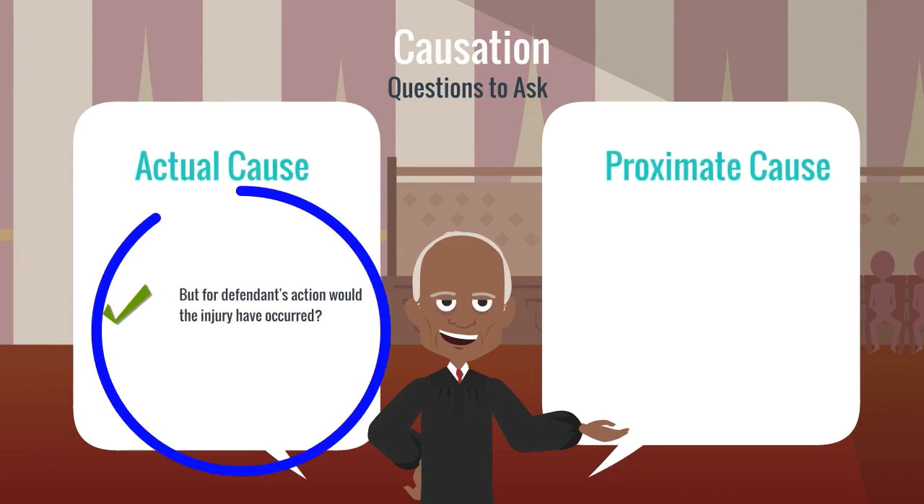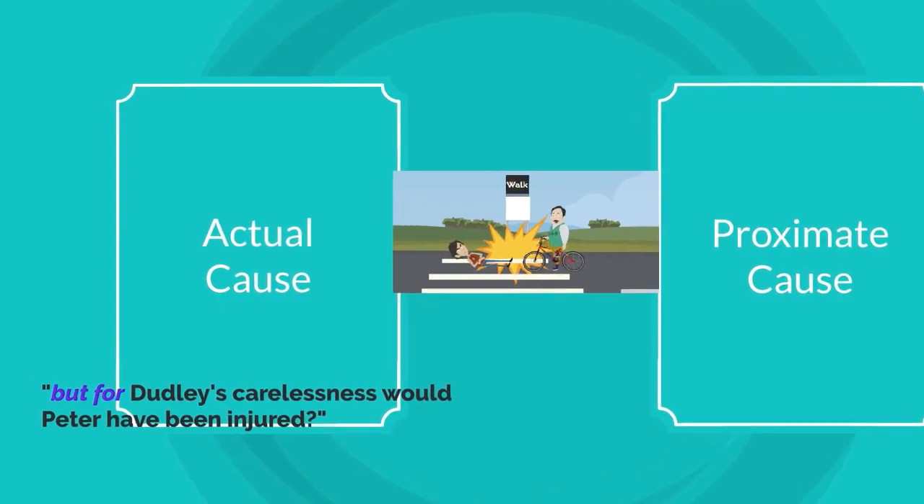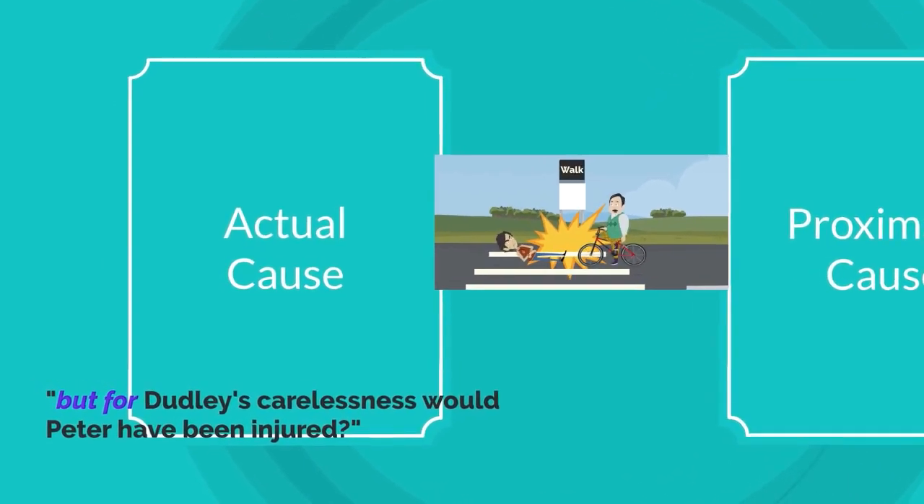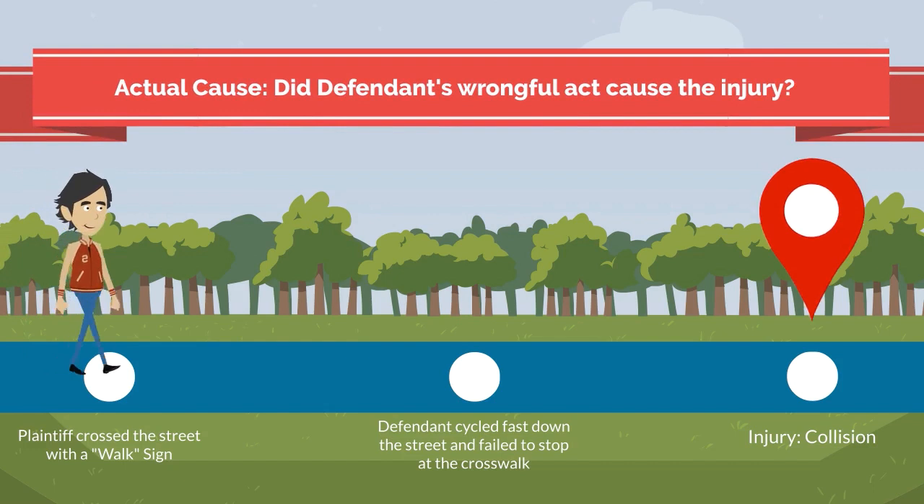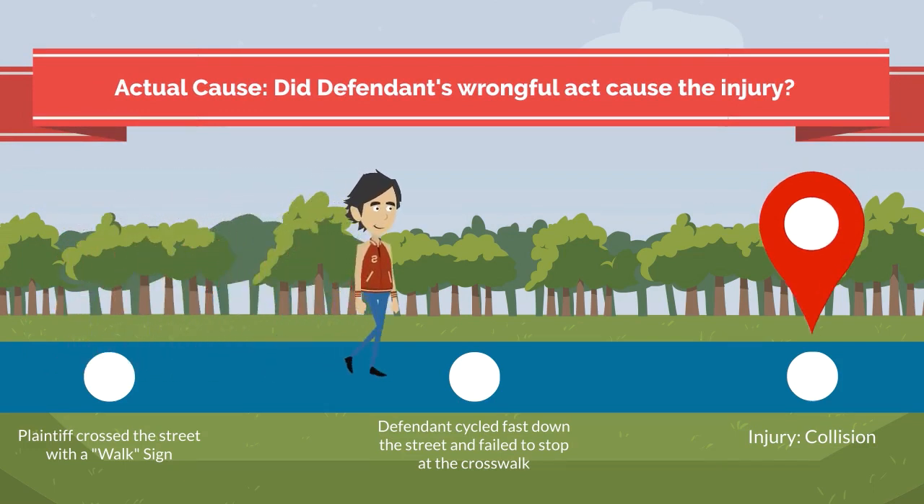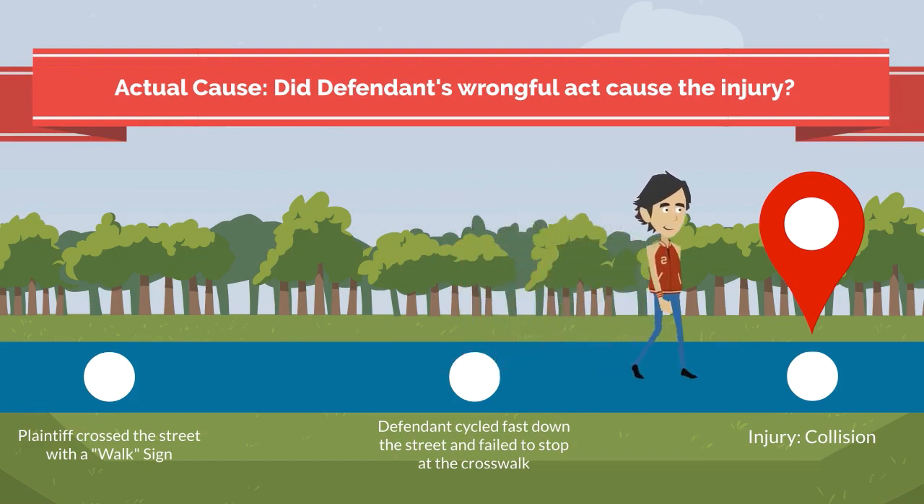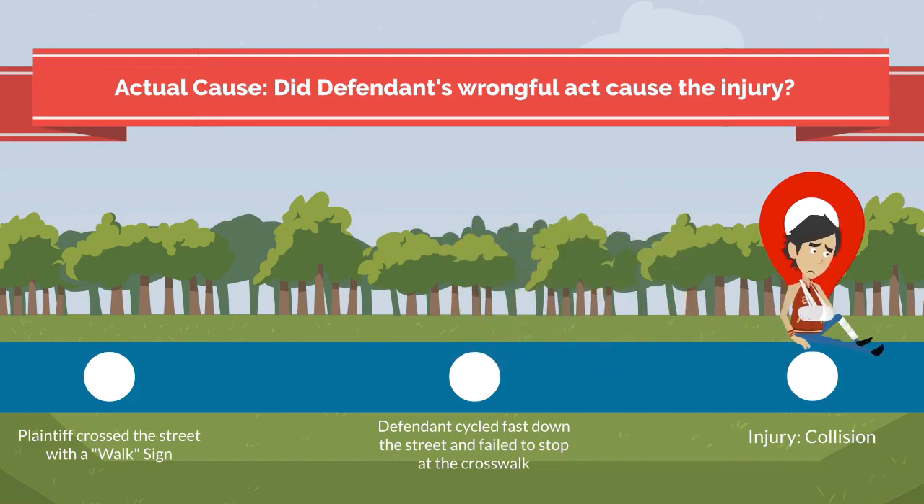Courts will usually ask, but for defendant's wrongful action, would there have been an injury? So we'll ask, but for Dudley's carelessness, would Pete have been injured? To answer this question, we can create a timeline. First, Pete crossed the street with a walk sign. Defendant cycled too fast and did not stop at the crosswalk. And then there was an injury to Pete, which resulted from the collision.